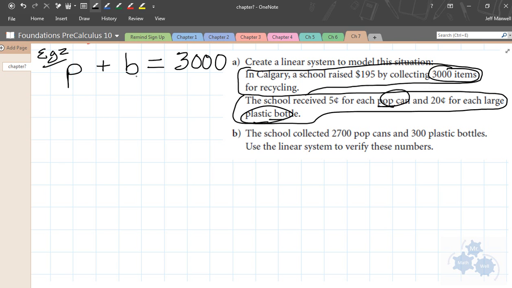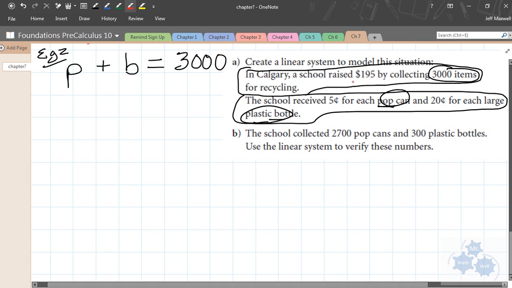Now the next one, this one gets a bit tricky, but the next one is about the money. Okay? So we have 5 cents for each P, pop can, 20 cents for each B, plastic bottle. So do you see there's the second equation in there about money. So one is just about the number of items. The second one now has to do with money.